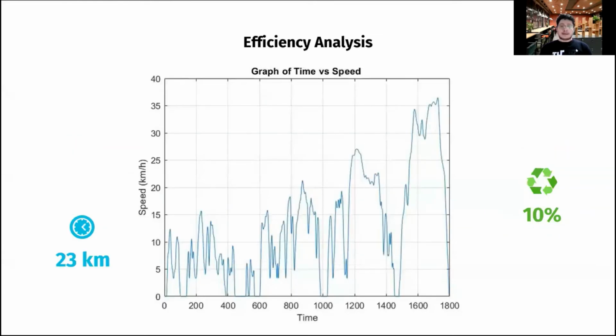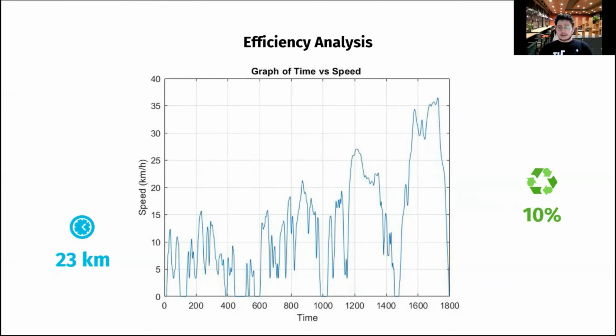Now let me show the VLTP structure. As you can see, there are limited sudden acceleration and deceleration in this test cycle. Therefore, the regeneration rate is around 10%, which is low for an electric vehicle actually. The total length of this cycle is around 23 kilometers.